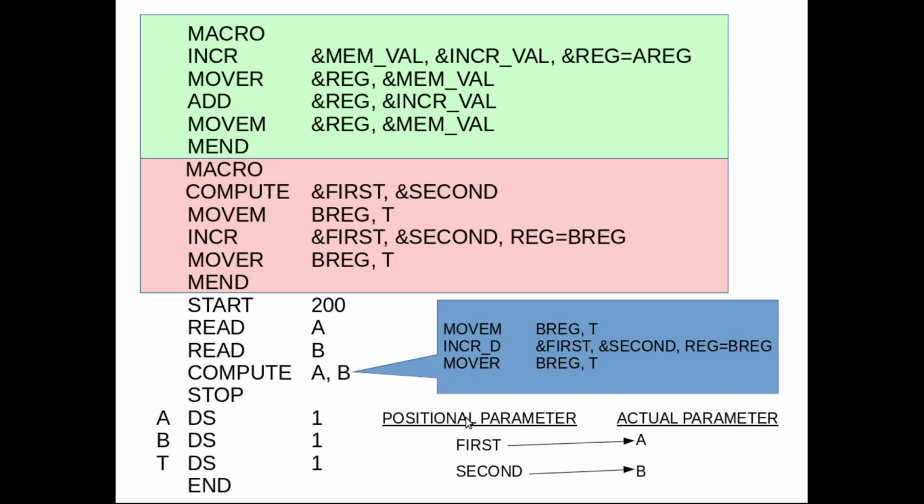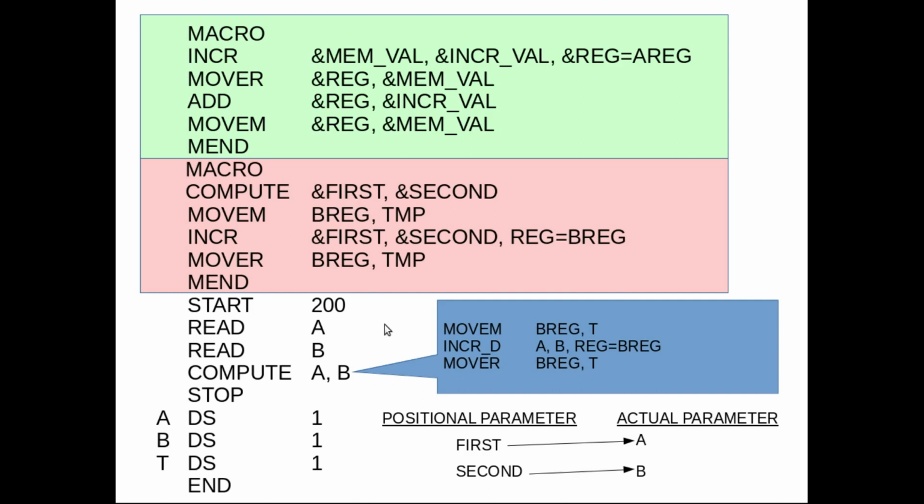So this is actually a formal parameter, and your parameter first should map to A and second should map to B. So that replacement we will do, and after replacing first by A and replacing second by B, this is what we get. And now these three lines will be placed in place of compute.